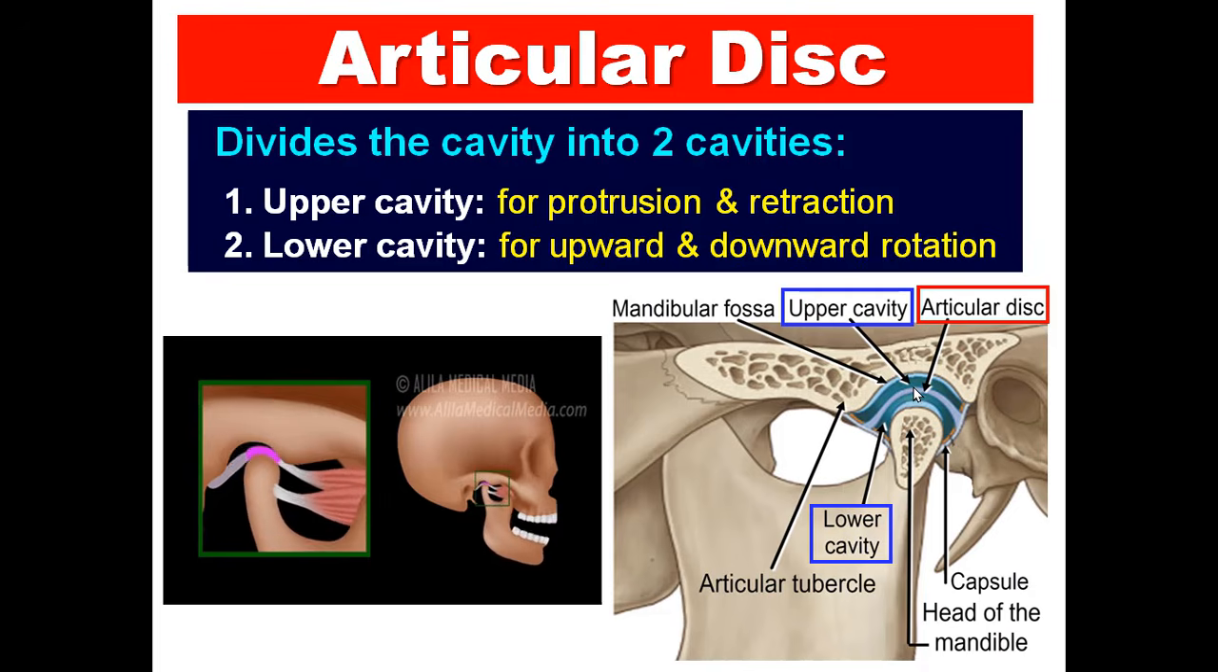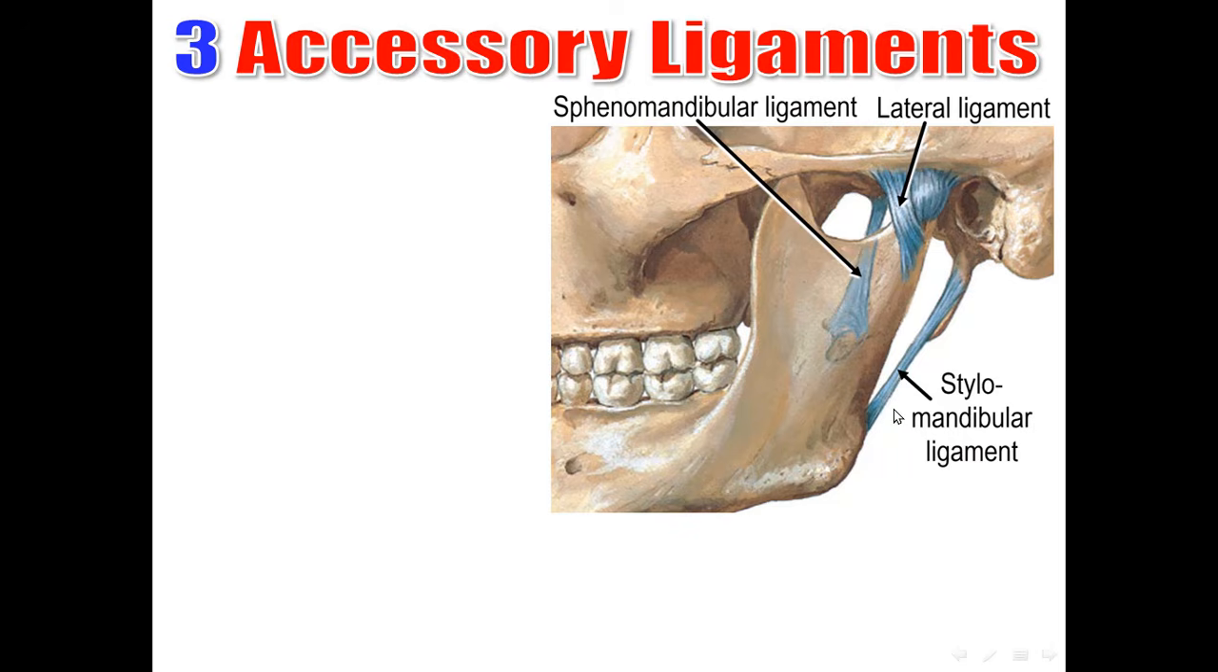So the articular disc divides the joint into two cavities. The upper cavity permits protrusion and retraction. The lower cavity permits elevation and depression. That's why the TMJ is a compound synovial joint.